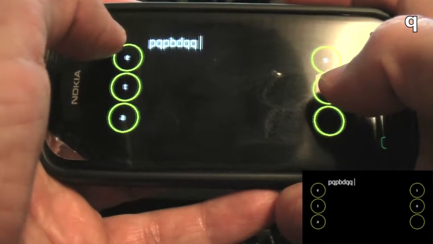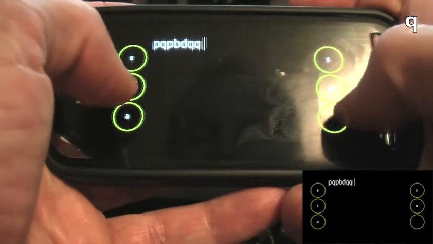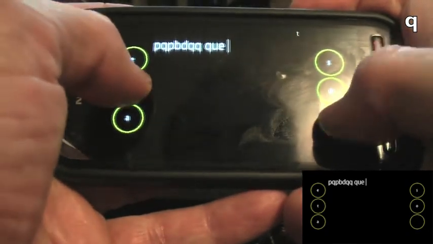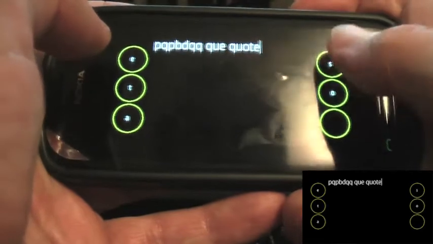So with the Q we can do Q, and we can do quote.